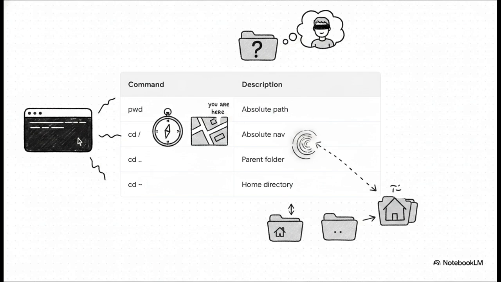It queries the system and spits out your exact absolute path relative to that root /. Then you use cd, or change directory, to actually travel. You can type an absolute path to teleport literally anywhere instantly, or use handy relative shortcuts like cd .. to back up one parent folder, or cd /home to just instantly snap back to your home base.